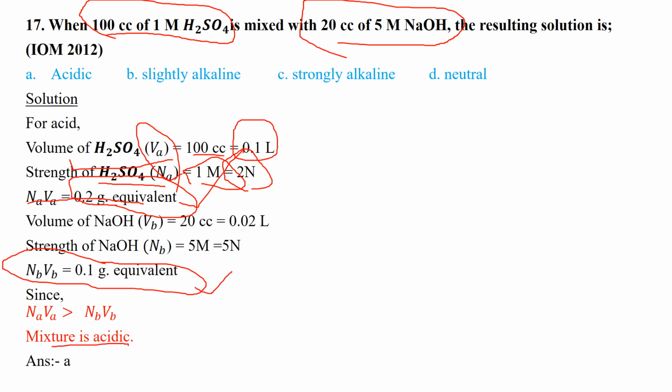Just compare the number of gram equivalents by using this formula: Na into Va, and Nb into Vb. If the volume is in ml, then the number of gram equivalents is calculated by NaVa divided by 1000, that is 1000 ml.